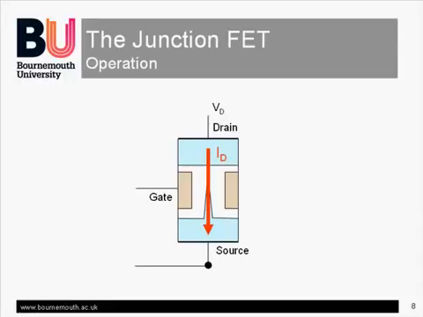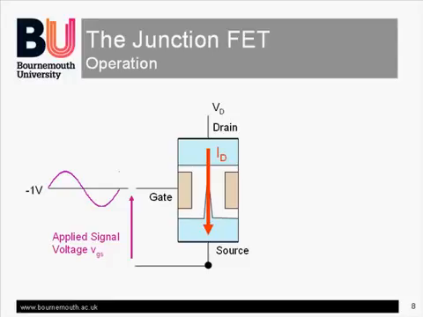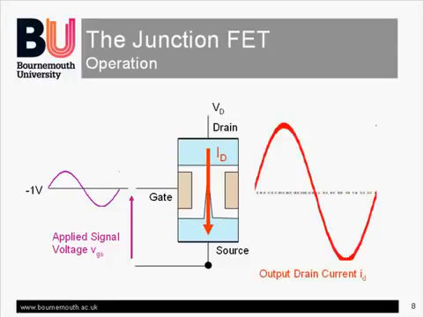Now, increasing or reducing the negative gate bias will expand or contract the depletion layer and change the part of the channel which can give rise to the drain current. The overall effect is that a small change in the gate voltage will produce a large change in the drain current.